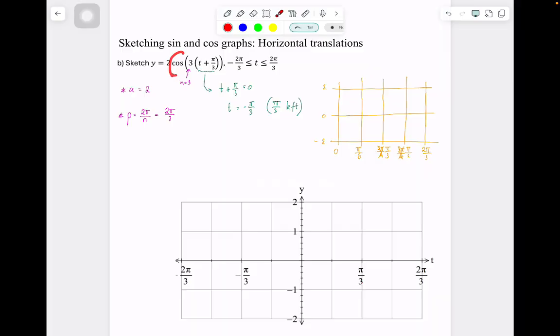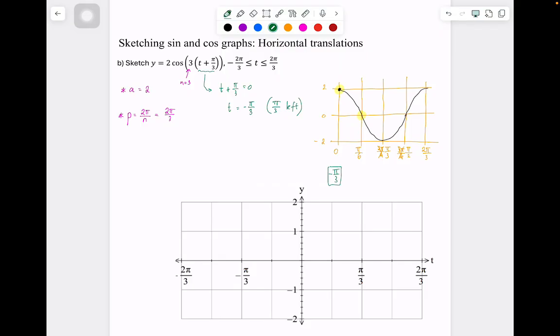Our graph here is a cos graph, and it is a positive cos graph. So we start at the very top, and we go down to the bottom and back up. Now remember, our first 2 points are what's important. But what's different this time is that we are going to subtract by pi on 3. If we go 0 minus pi on 3, we'll end up at negative pi on 3.